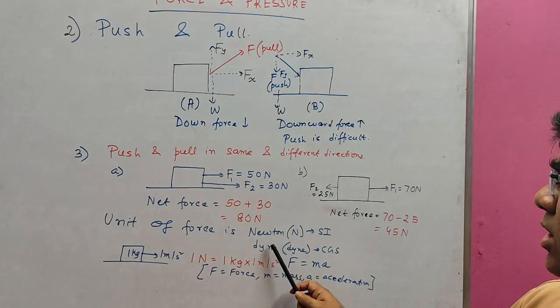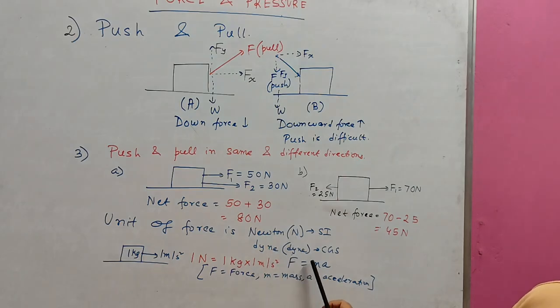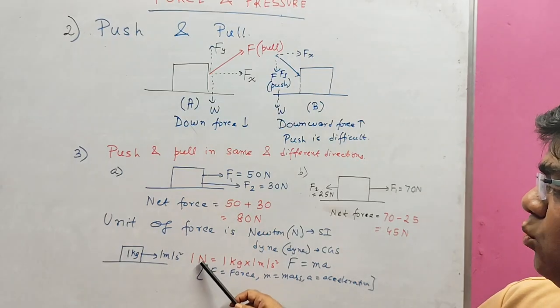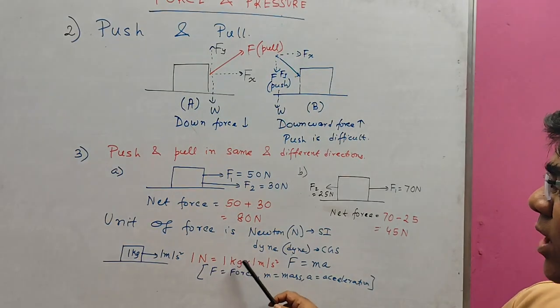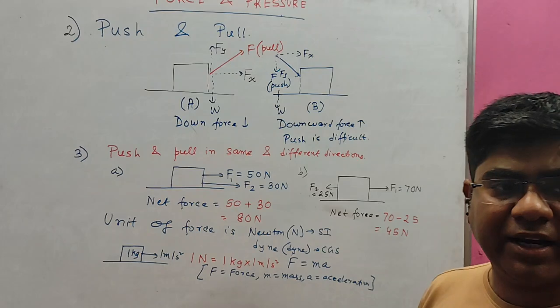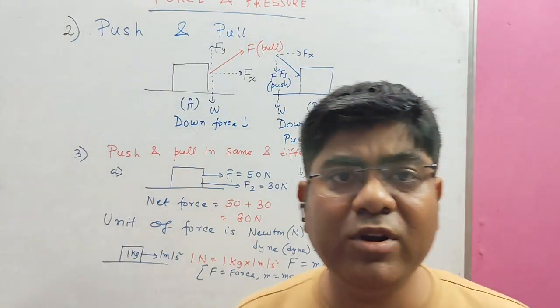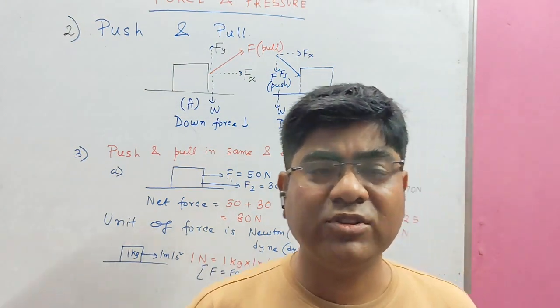The unit of force is Newton in SI and dyne in CGS unit. We use the formula force equal to mass into acceleration. 1 Newton is the force by which a body of 1 kg is given an acceleration of 1 meter per second square. So here we will find more details about force in my class.